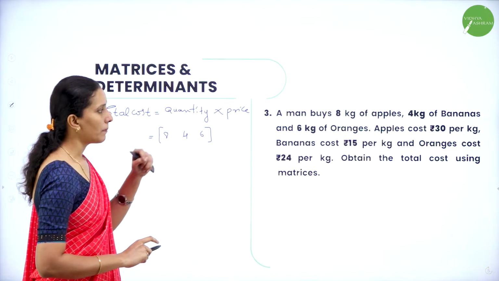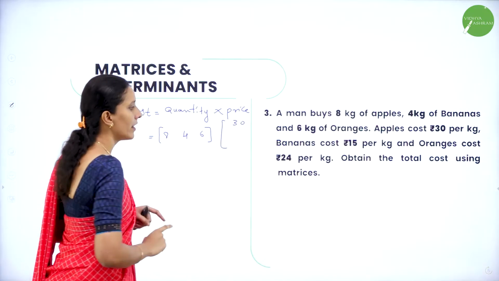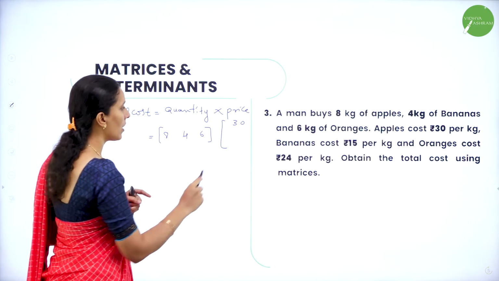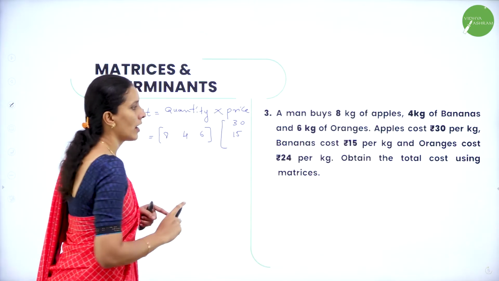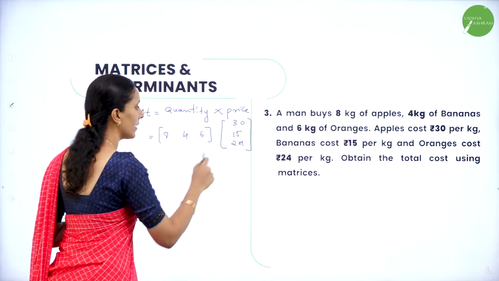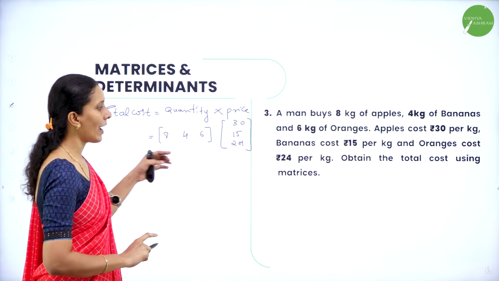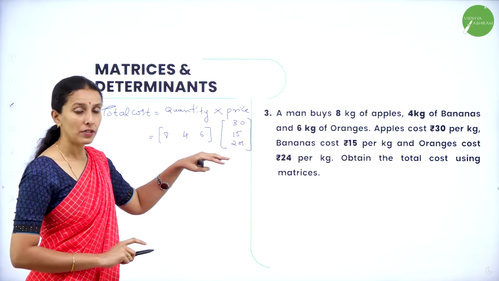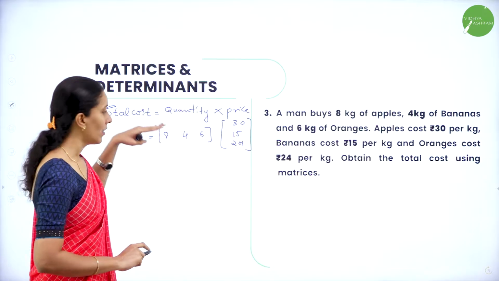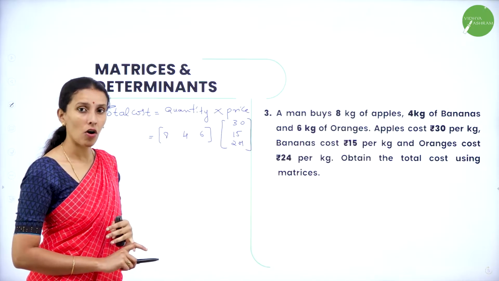Now, apples cost 30 per kg, so I will write it as 30. Next it is banana cost 15, and oranges cost 24 per kg. Price I am writing in a column matrix, so then only I am able to multiply. So here I have to find the total cost using matrices form. That's why one I'll represent in row matrix and another I'll represent in a column matrix.